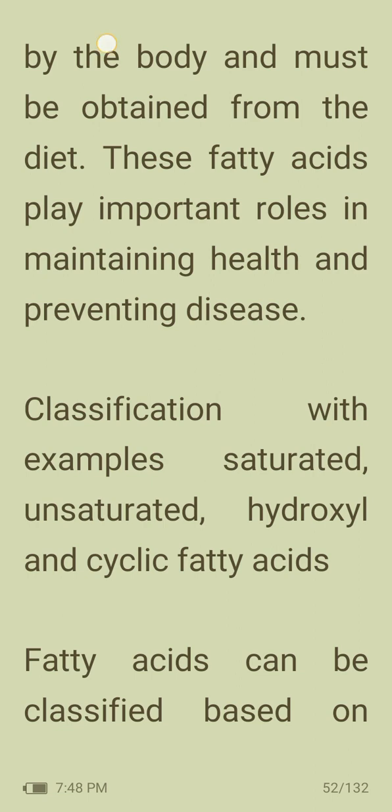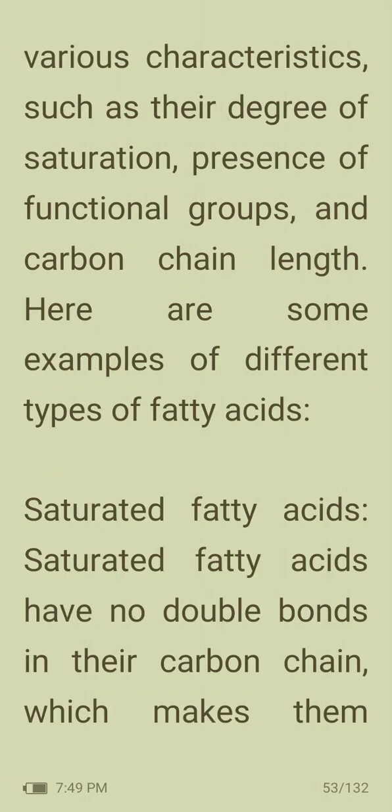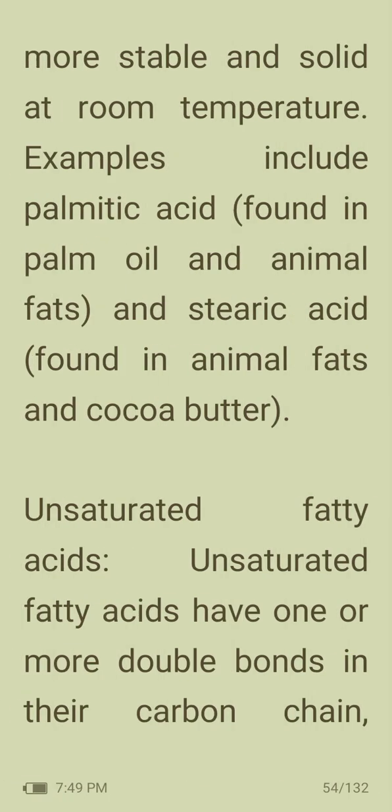Omega-3 and omega-6. Next topic is about classification with examples: saturated, unsaturated, hydroxyl, and cyclic fatty acids. Fatty acids can be classified based on various characteristics such as their degree of saturation, presence of functional groups, and carbon chain length. Here are some examples of different types of fatty acids. Saturated fatty acids. Saturated fatty acids have no double bonds in their carbon chain, which makes them more stable and solid at room temperature. Examples include palmitic acid, found in palm oil and animal fats, and stearic acid, found in animal fats and cocoa butter.